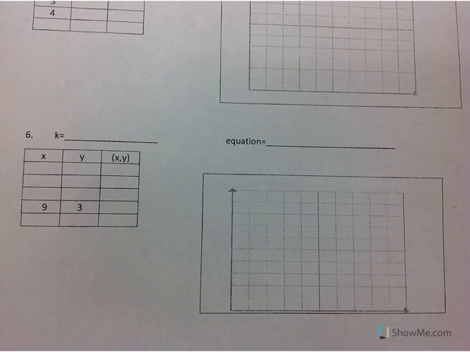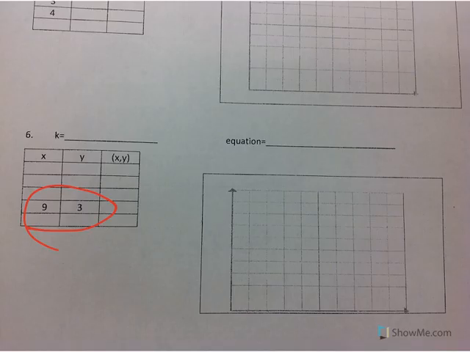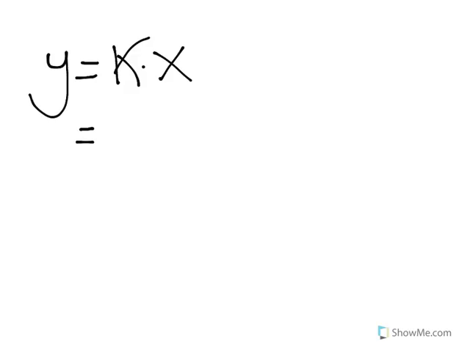Okay, the next one I'm going to help you with is number 6. And this one, I told you in class, is going to be a fraction. And the reason I know it's going to be a fraction is because my y value is less than my x. So I'm going to go ahead and do the same thing I did before. So I'm going to find the equation for this problem. So my equation starts with y equals k times x. I'm going to go back to my table, and I know my y value is 3 and my x value is 9. So I'm going to substitute my y value of 3 and my x value of 9.